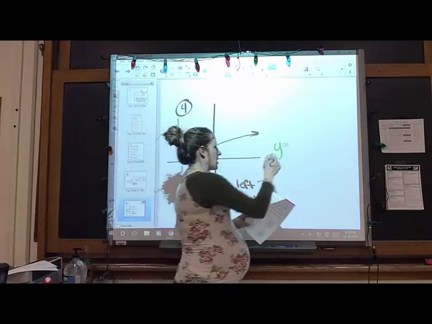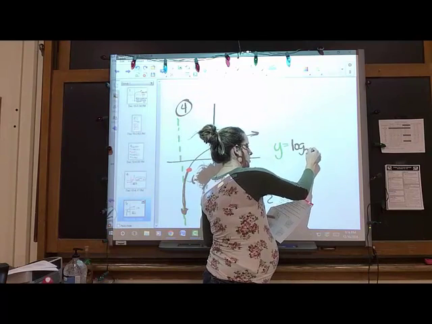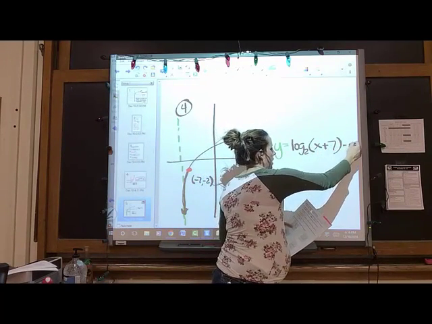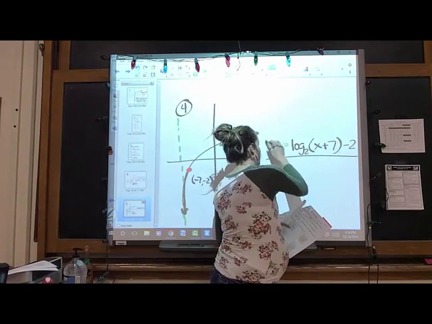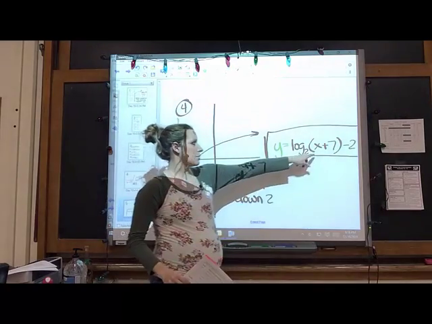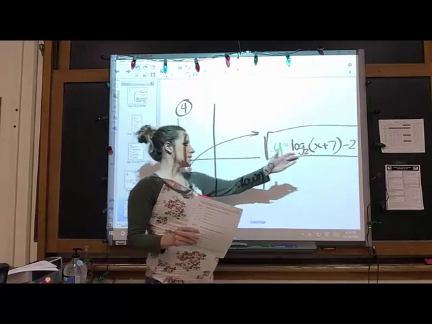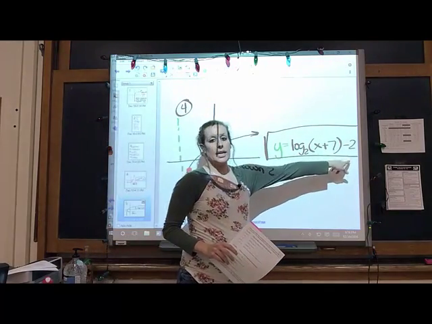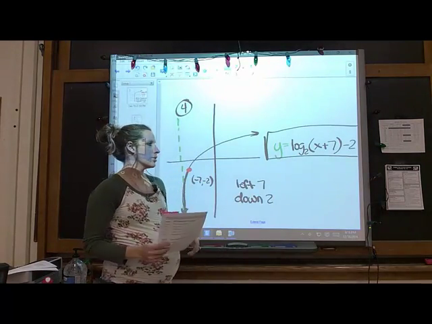Okay, so our equation is going to be the log base of 2 of x plus 7 minus 2. Okay, the plus 7 inside the parentheses is telling me it moved to the left 7. The minus 2 at the end is telling me it moved down 2.